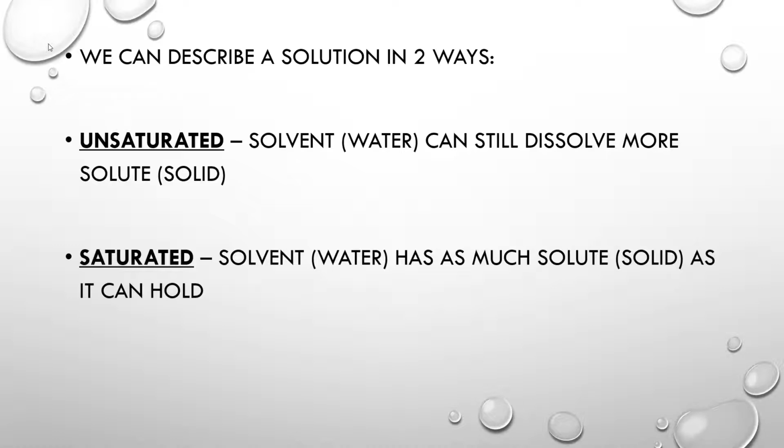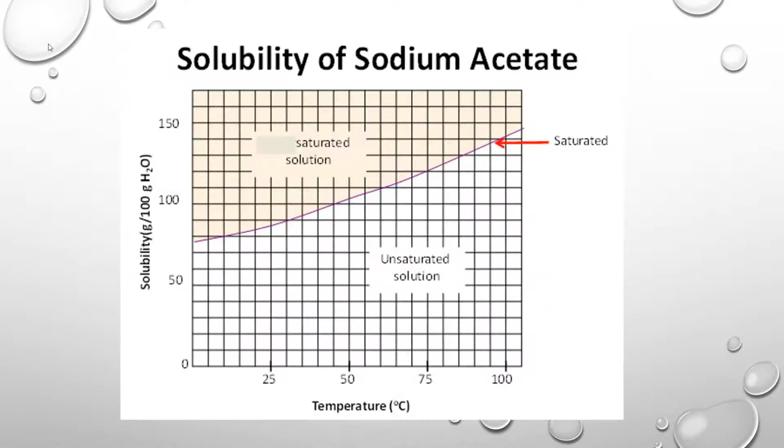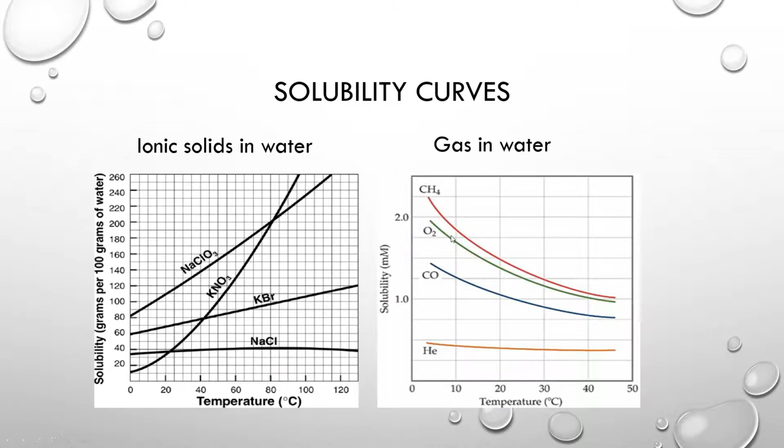But saturated means the water has as much of the solid as it can hold, and unsaturated means it can still hold more. And so graphically, we represent this with a line. There's sort of a line that separates the unsaturated from the saturated, okay? Anything below that line would be unsaturated, so more of your solid can get into the liquid, and above that line, you're not going to get any more solid into the liquid. And here's some samples. Here's some ionic solids. You see, as the temperature goes up, they tend to get more soluble in water. The opposite is true with gases.